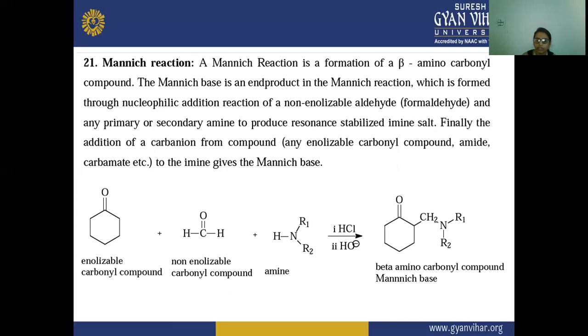So here an enolizable carbonyl compound is reacting with a non-enolizable carbonyl compound plus an amine, and there is a formation of this beta amino carbonyl compound, that is your Mannich base.